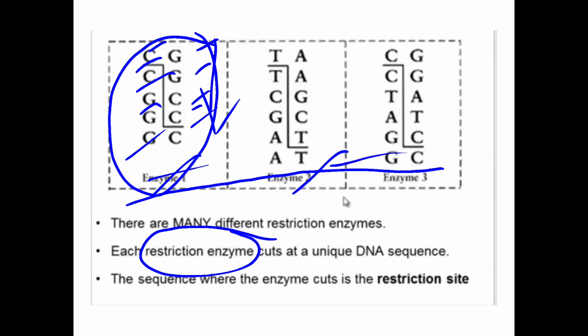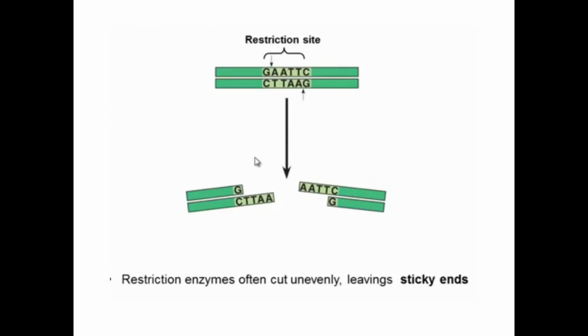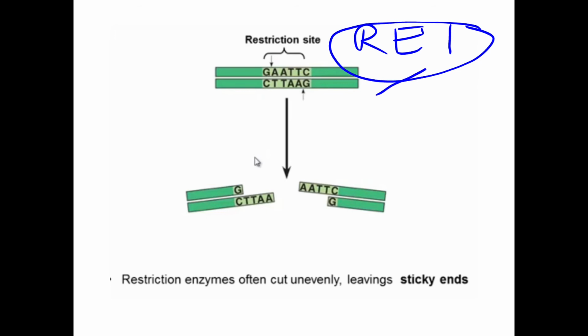These are the palindromic sequences, and these are the unique sequences which are recognized by the restriction enzymes only. And the sequences where the enzyme cuts are known as restriction sites. Here you can see a particular restriction enzyme. Suppose restriction enzyme 1 cuts in between the guanine and adenine. In the complementary strand, it also cuts at the same position, in between the guanine and adenine as well. So when it cuts, it will produce overhanging stretches.